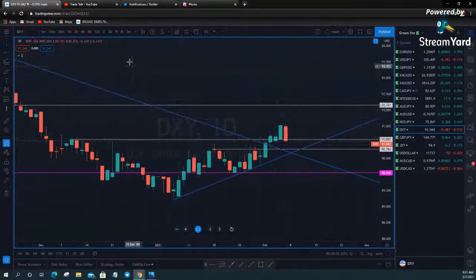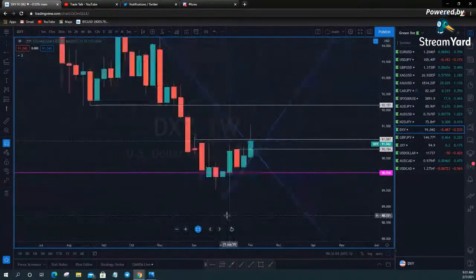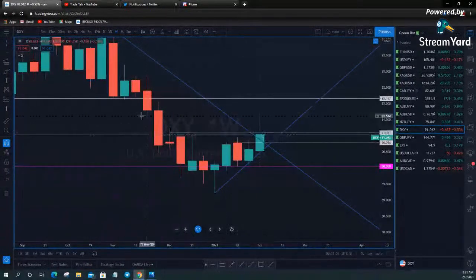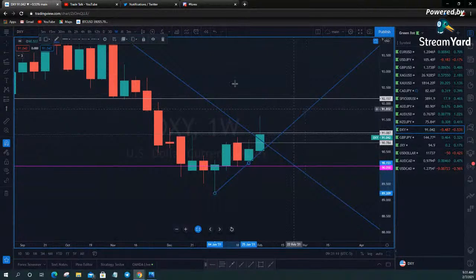So let's go back to the weekly real quick. So basically, this is rejected from a market structure on the daily level. But I want to just show you real quick. Simply, all I do is I take that trend line there, the bottom one, and clone it.